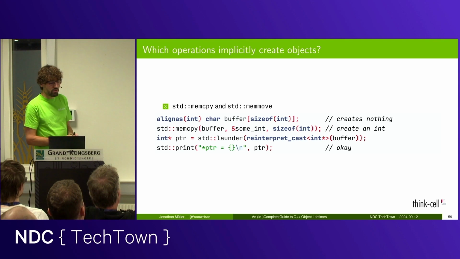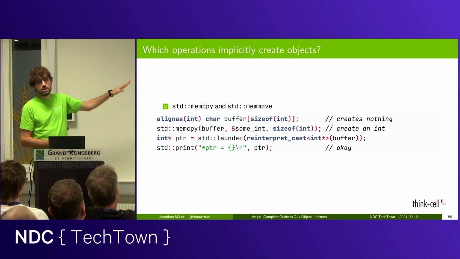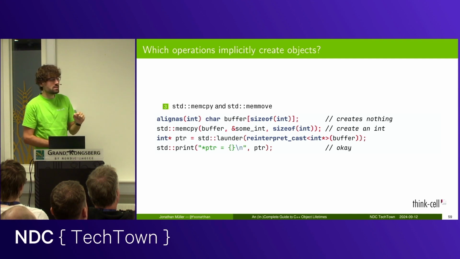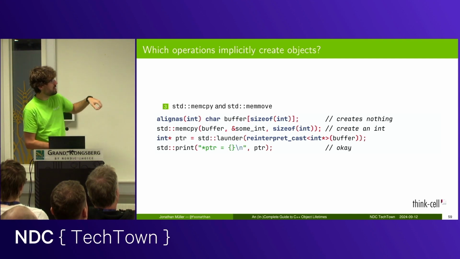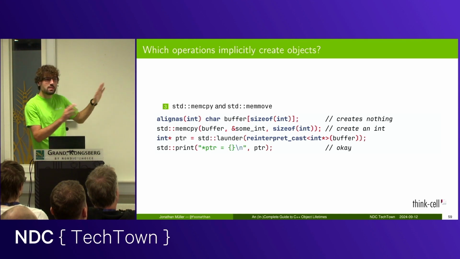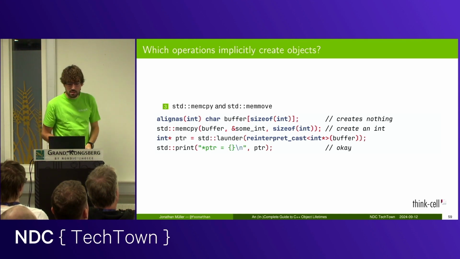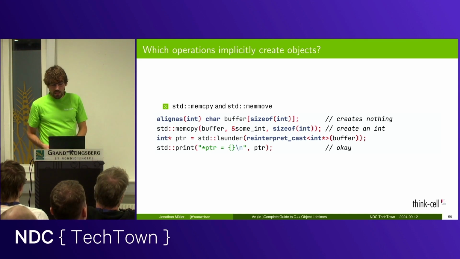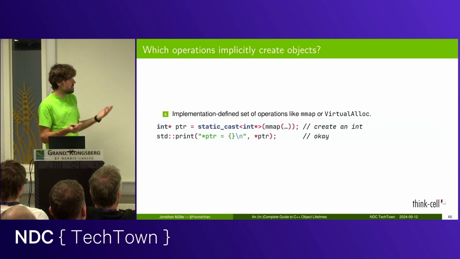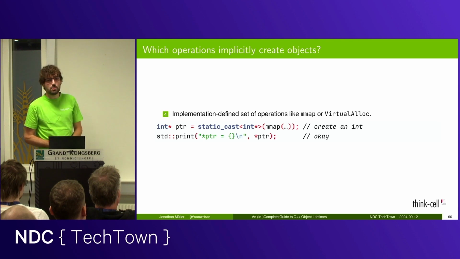Similarly, memcpy and memmove, right? So here we've got a char buffer. A char buffer is not an unsigned char or std::byte buffer, so this will not implicitly create objects. But when we memcpy the int in there, and then later need an int, the compiler will say, we did a memcpy, which can implicitly create objects, so let me create an int in there to make it well-formed. And again, the launder shouldn't really be necessary, it's just a bug in the standard. And then some set of implementation-defined functions, like presumably mmap or VirtualAlloc, or some socket functions or whatever. They will implicitly create objects, just like the others.